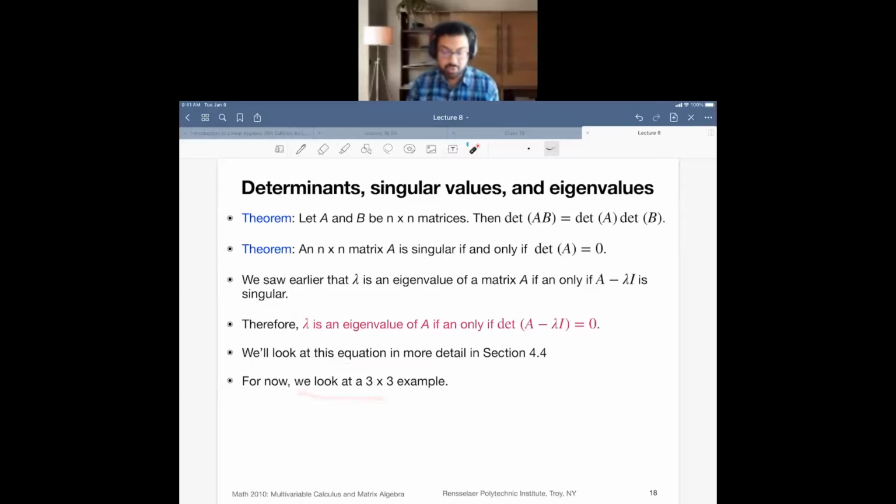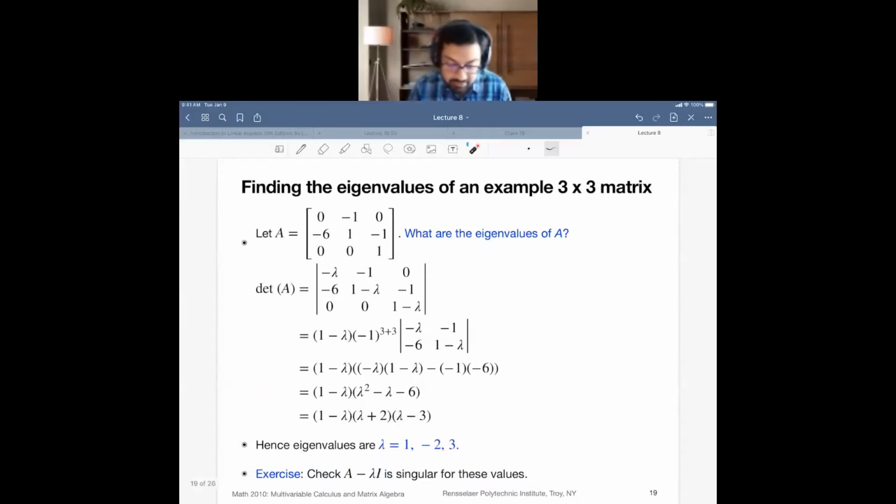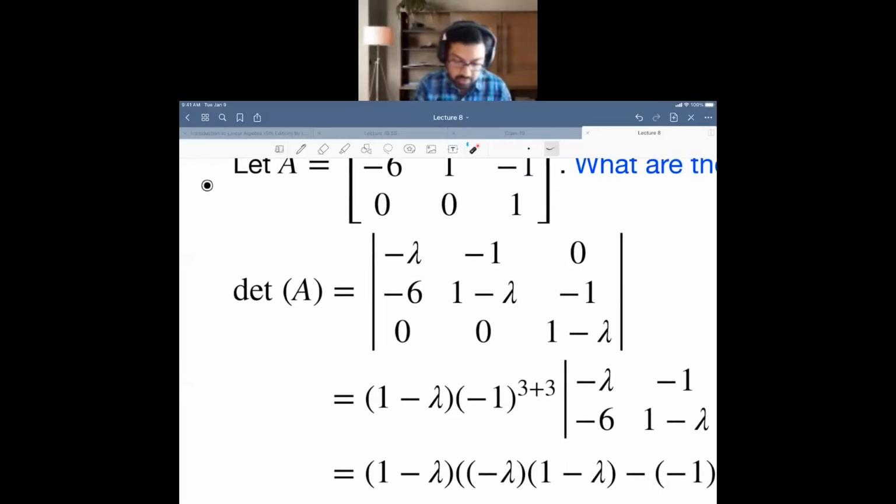Let's try to look at a 3x3 example here. We have A, which is a 3x3 matrix. Our question is, what are the eigenvalues of A? We are looking for eigenvalues, and you do that by finding what? The determinant of A minus lambda I going to zero. You would find what lambdas satisfy that. So you're given A as a 3x3 matrix. This should not be the determinant of A, there's a typo there. This is the determinant of A minus lambda I.